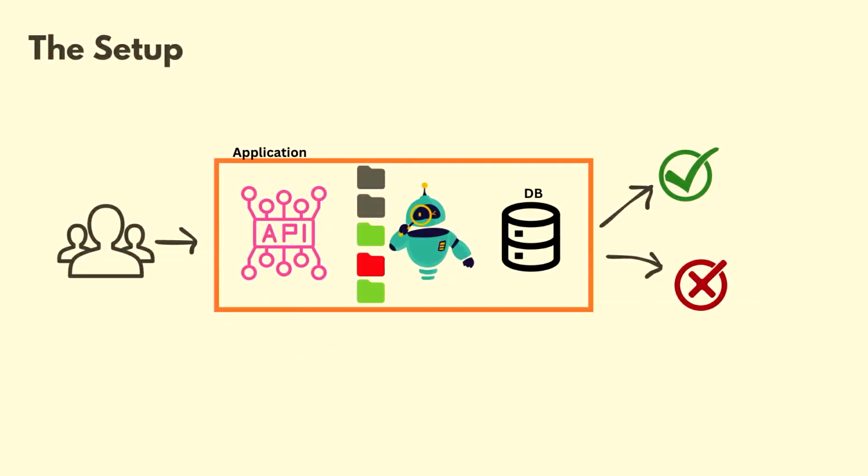And then we deploy the model in the application production setup. So the model does its job. Users use the application. The model does the prediction. It stores it into the database.